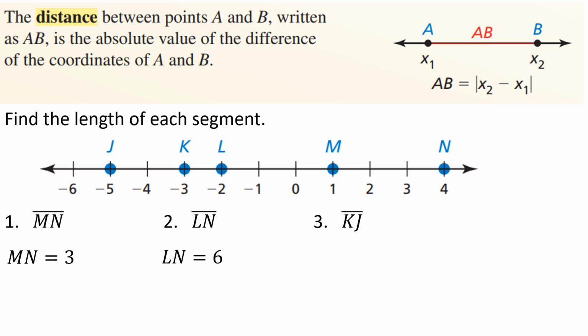Number 3, distance from K to J. Distance of line segment KJ. Well, -3 subtract -5. That's a +2. JL. Well, it looks like I've got -2 subtract -5. That's going to be a +3.